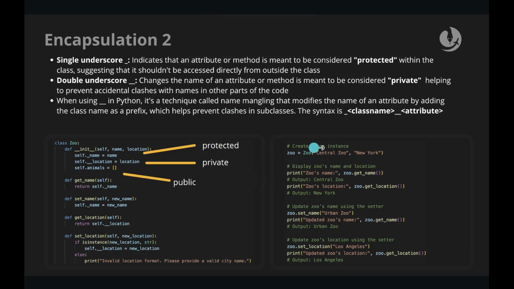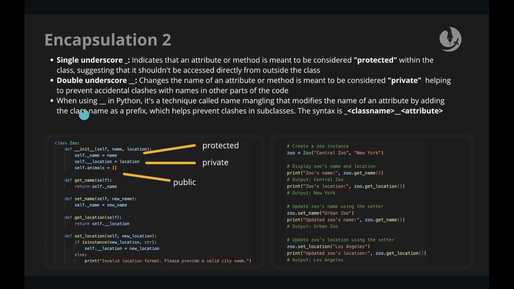So in the outside world, when we create an instance of a class, we should consider if we don't want to use the getters and the setters to get the attribute value and to set a new attribute value. And if we do want to do this, we have some options. The first one is using the single underscore like we did for the name. And this indicates that an attribute or method is meant to be considered protected within the class, suggesting that it shouldn't be accessed directly from outside the class.